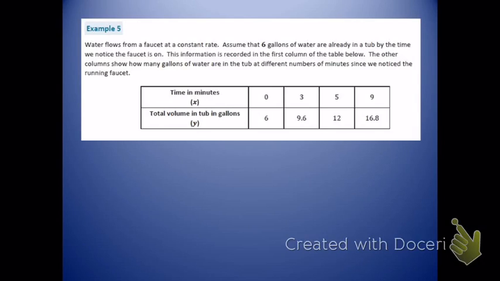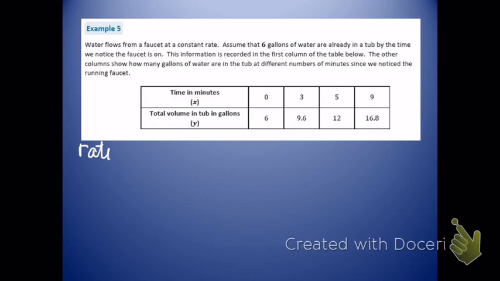Okay, example 5 is a similar context of water flowing from a faucet at a constant rate, but this problem's slightly different. We are told that there are 6 gallons of water already in the tub at the time that we notice the faucet is on. And then the data table gives us information for 3 minutes, 5 minutes, 9 minutes. What we want to do is figure out a rule for this function. We know it's linear because we have a constant rate going on. So we need to find out what that rate is.